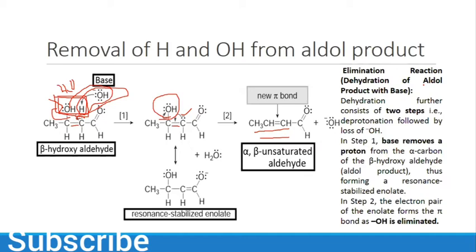You need a base and you have to do dehydration. You have to withdraw a water molecule from your aldol product. What is aldol product? Having alcohol and aldehyde group in the same molecule. And when we perform condensation of aldol product, we have our final product, which is alpha beta unsaturated aldehyde, which is the final product of aldol condensation.